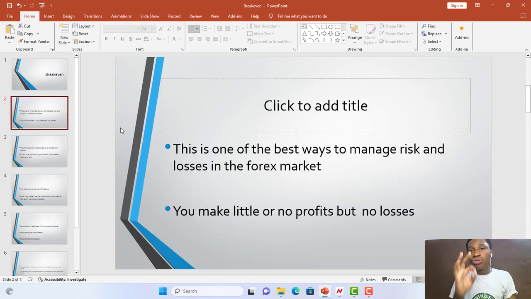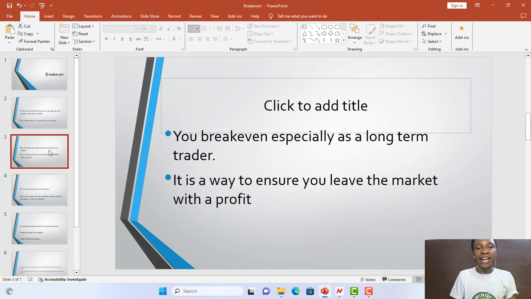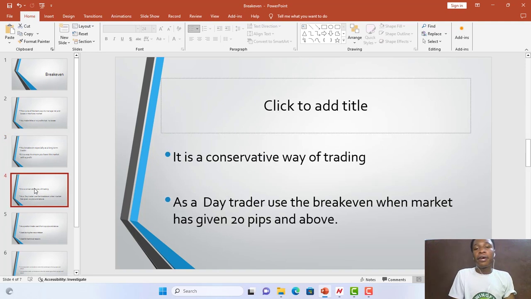Or to lose the trade, right? So this is one of the best way to manage risk and losses in the forex market. We've said that you make little or no profit, but you don't make losses in the forex market, right? You break even, especially as a long-term trader. It is a way to ensure that you leave the market with a profit, right? It's a conservative way of trading.